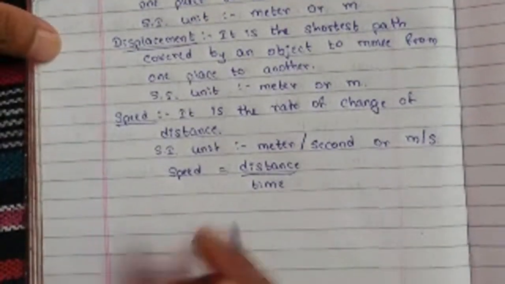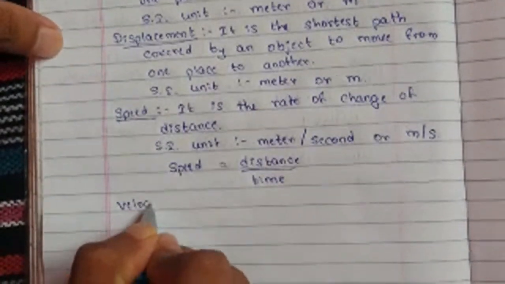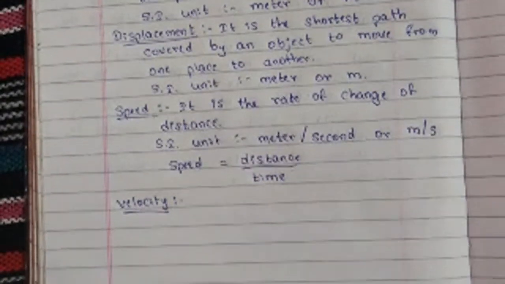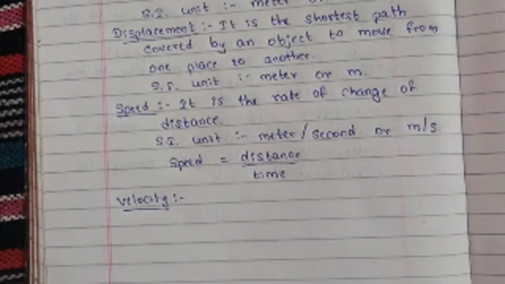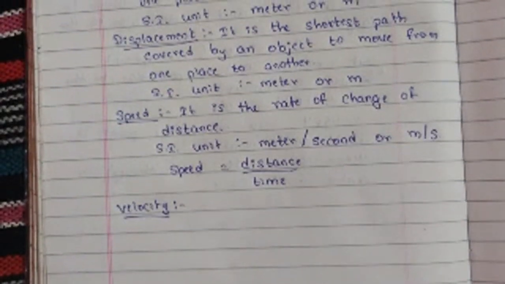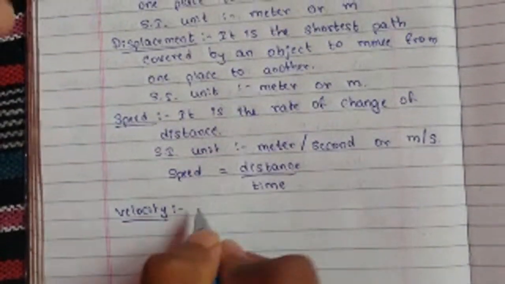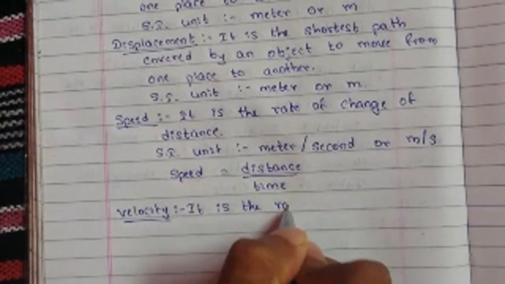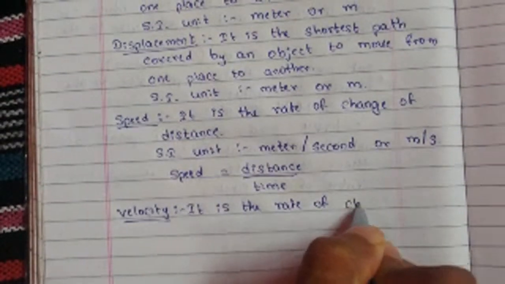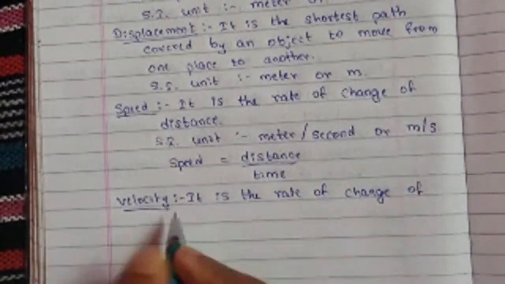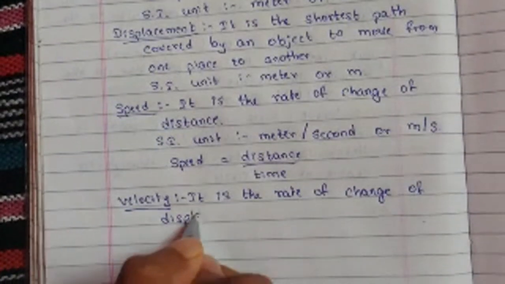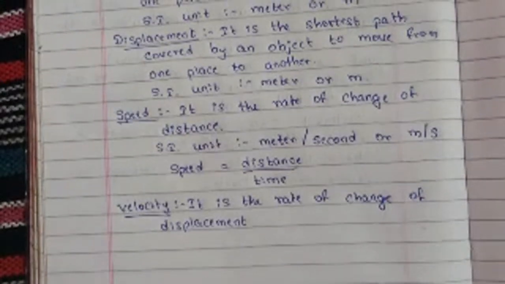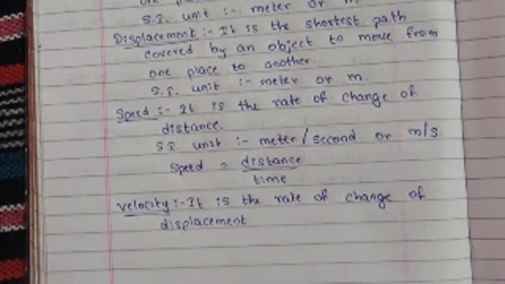Now when you go to velocity, speed is the rate of change of distance, while velocity is the rate of change of displacement. Rate of change of displacement is called velocity.